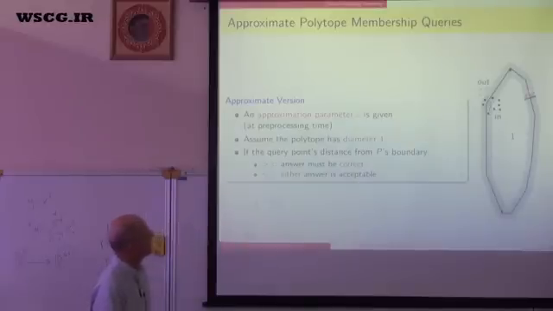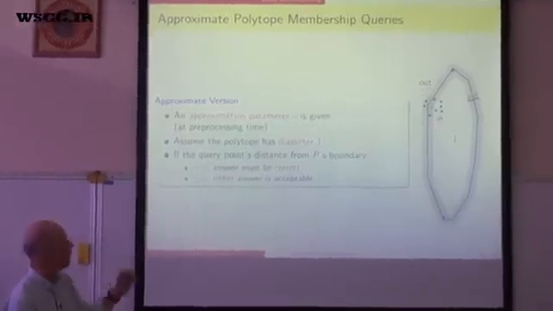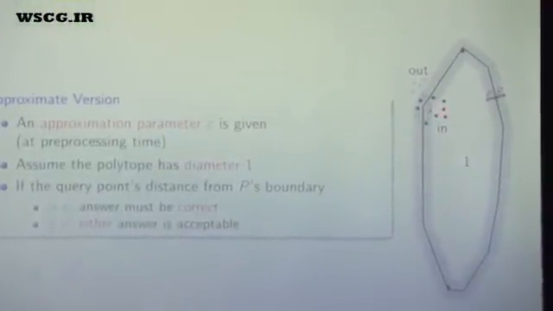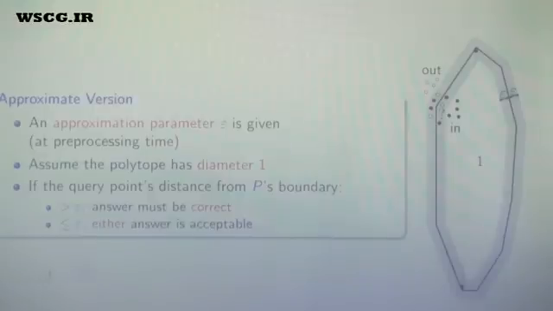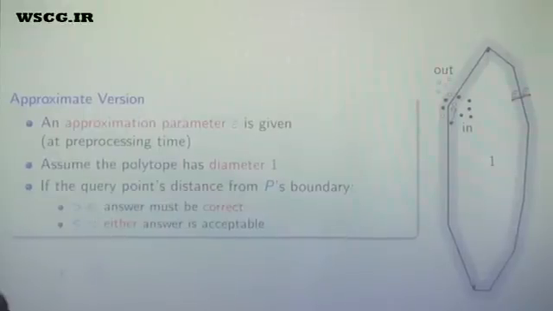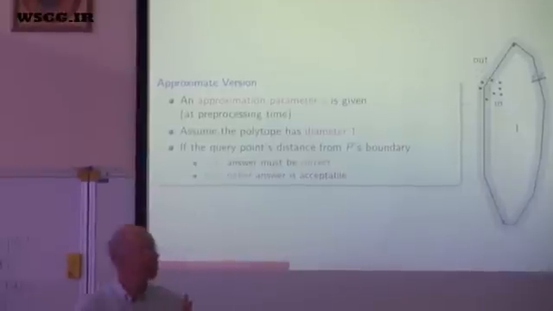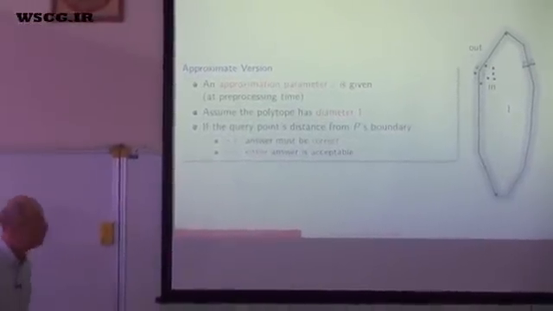Okay? And then what I'm going to say is this. Let's look at the region consisting of an epsilon inside and outside. I think of epsilon now as an absolute value. If you're inside, you have to say in. If you're outside the shaded region, you have to say out. But if you're in the middle here, close to the boundary, you're allowed to give either answer, inside or outside. So this is what is meant by an approximate polytope membership query. And the idea is this: I want to solve nearest neighbor queries. The way I'm going to do it is I'm going to lift to a paraboloid, then solve approximate polytope queries, and then come back to the original problem.